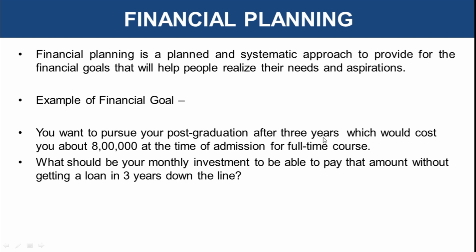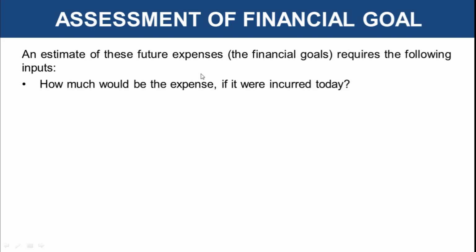So there is a definite timeline that after 3 years I would be conducting my post graduation. There is a definite cost at present value which I know, so I would be calculating the future value after 3 years. And then I have to plan for the monthly investment taking into consideration the inflation rate. So what could be the hike in the course amount. Okay, so all these things we would see in the coming slide.